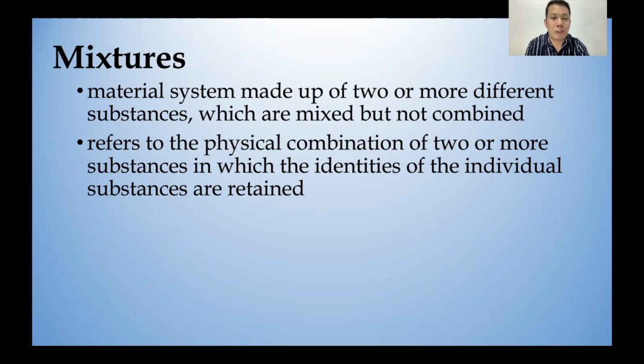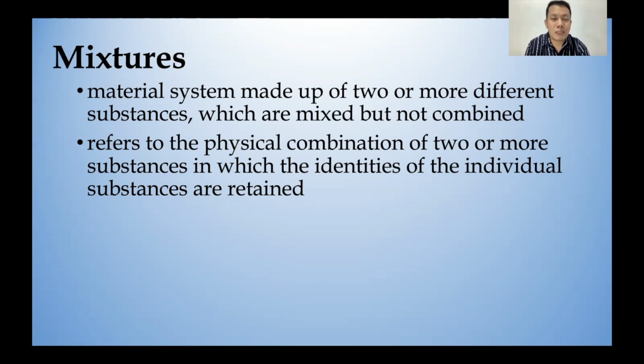So that means a mixture is quite different from a pure substance. Simply because in a pure substance, let's say for compounds to be formed, there is a chemical combination between elements in a certain proportion. When we speak of mixtures, you are just combining them physically. For example, you just mix sand and water. The identity of water is there and the identity of sand is still there.